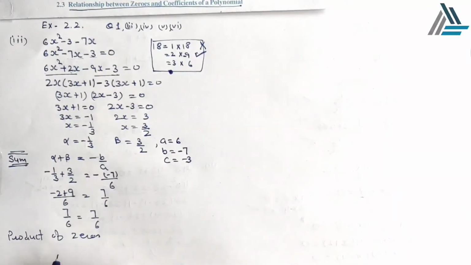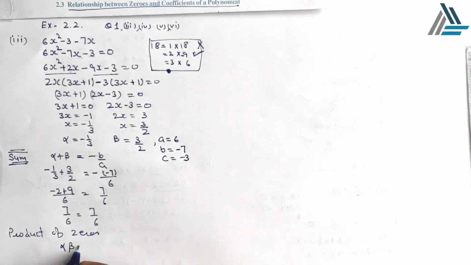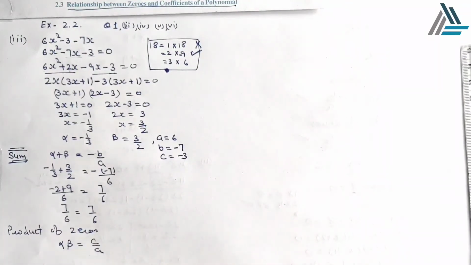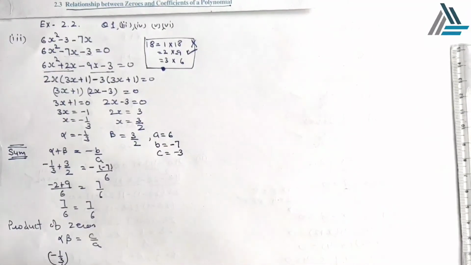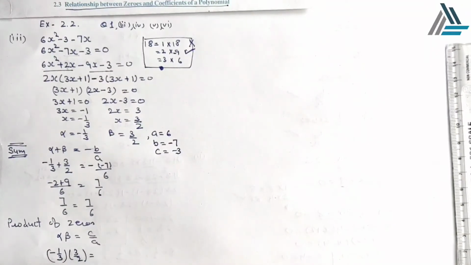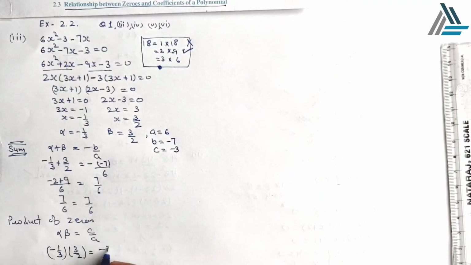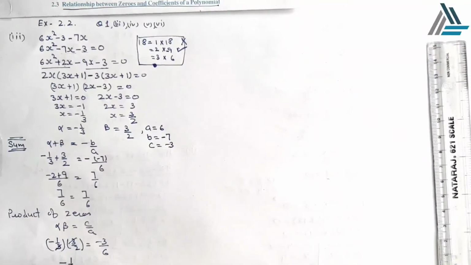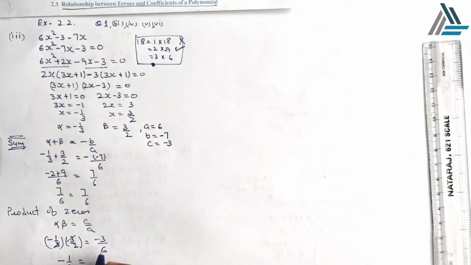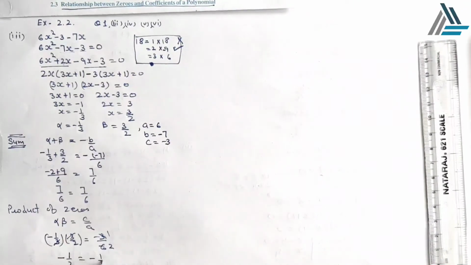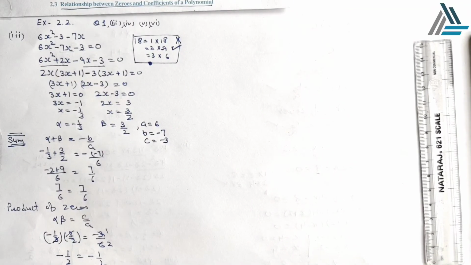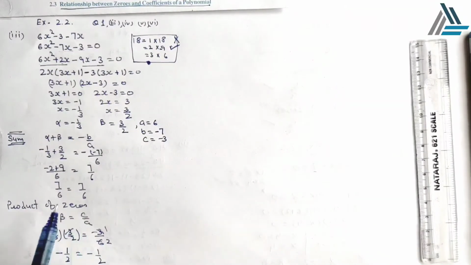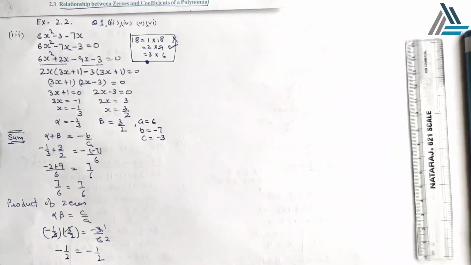Product of zeros: alpha multiplied by beta is equal to c upon a. We have to verify this equation. Here we put the values of alpha and beta. Alpha is minus 1 upon 3 and beta is 3 upon 2, equal to c upon a. Value of c is minus 3 and value of a is 6. Here in the product we can cancel 3 with 3, then we get minus 1 upon 2. On the right, by cancelling 3 and 6 we get minus 1 upon 2, hence verified. Part third is completed after this verification of sum of zeros and product of zeros.